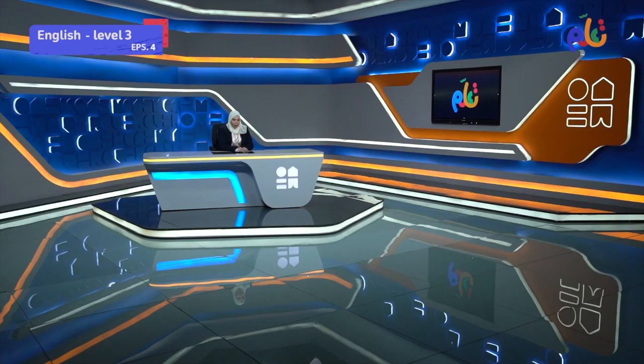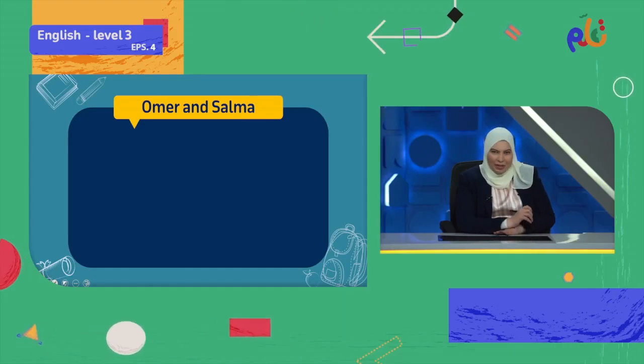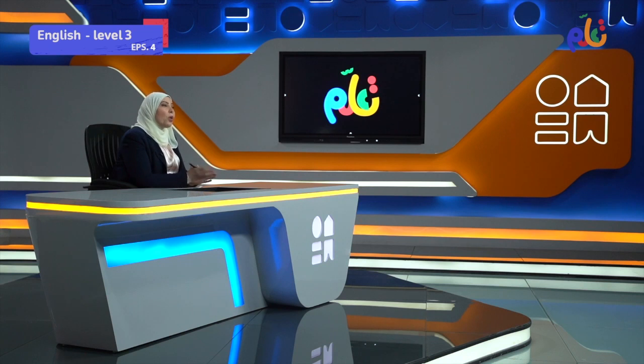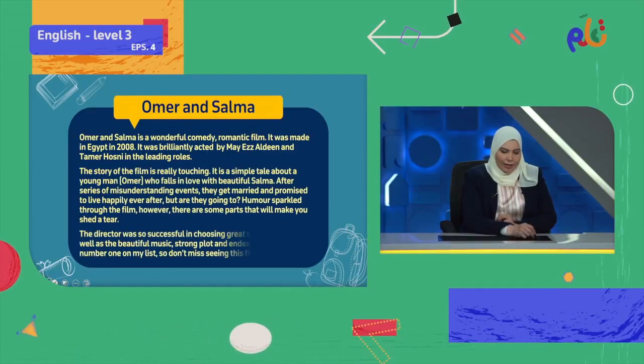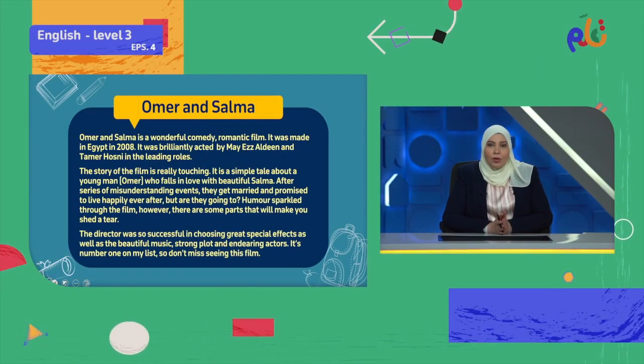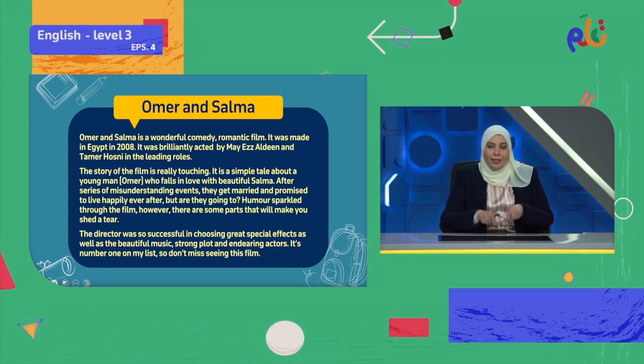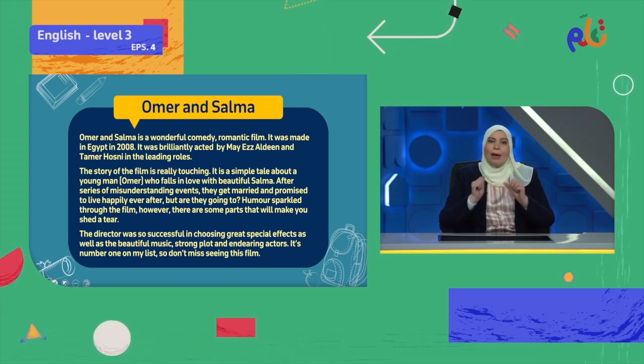Okay, let's now start and look at our reading and how to write a film review. Okay, so first of all, when we speak about film review, a film review is giving my own opinion about a film that I have watched. So here, let's look at this. We have Omar and Salma. So did you hear of this film before? We're going to read a review about Omar and Salma. Let's read the review and let's see the opinion. So read the review and tell me, according to the writer, is it a good film or a bad film?